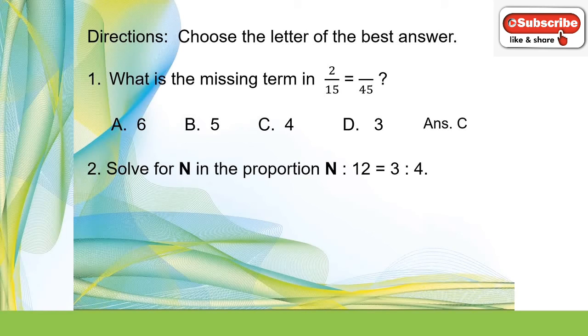Number 2. Solve for n in the proportion n is to 12 as 3 is to 4. A. 10, B. 9, C. 8, D. 7. Write your answer now. Time is up. The correct answer is letter B.